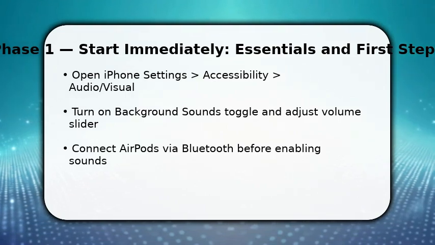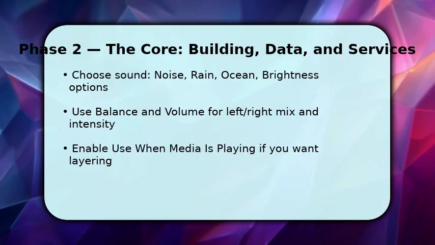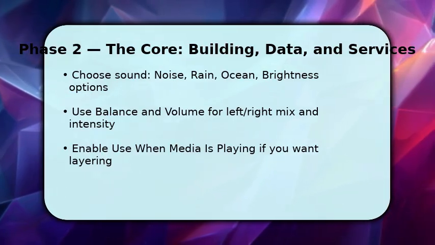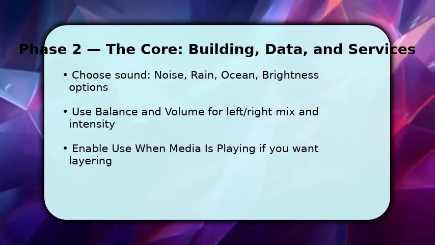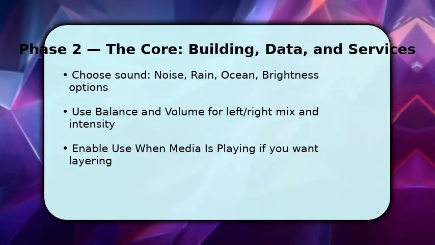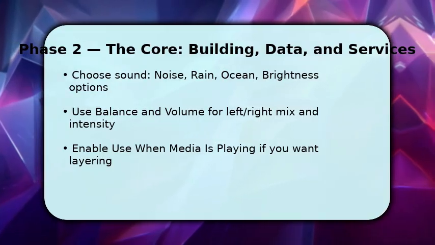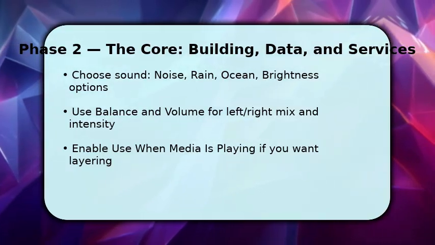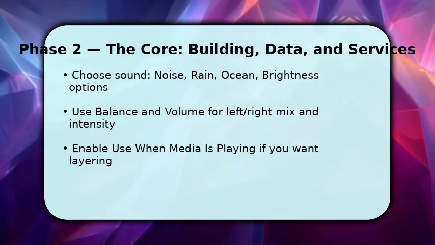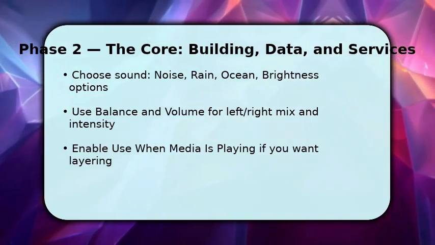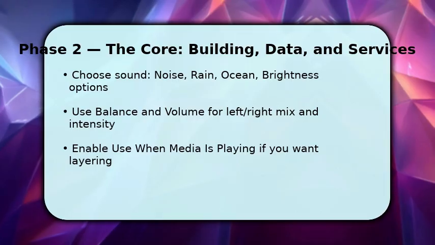Now you refine type and mixing so background audio suits the activity. Tap background sounds and choose from noise, rain, ocean, or brightness. Each emphasizes different frequencies, so pick one that masks distractions. Then adjust the balance and overall volume to avoid overpowering speech or music. If you want layers, toggle use when media is playing so sounds play with podcasts or music.